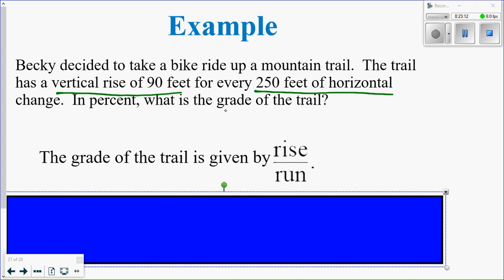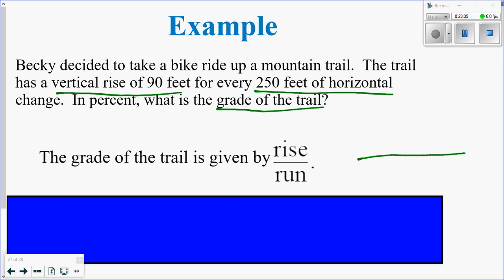In percent, what is the grade of the trail? We don't really see anything about grade here in Texas because we don't have mountains. We might have some hills or whatever, but we really don't have mountains. But if you are in Colorado or somewhere that's mountainous, you'll see signs that tell you the grade of the road. And what they're telling you is for every 250 feet you drive horizontal, there is a 90-degree rise. So your rise would be 90 and your run would be 250, meaning the steepness of the hill that you are going to be driving up.